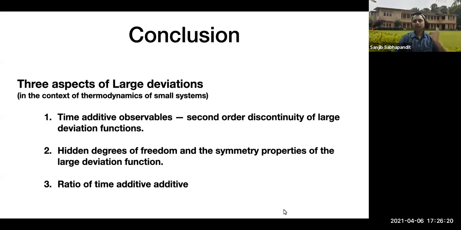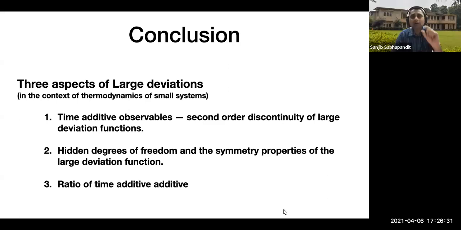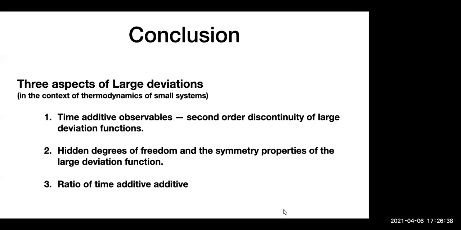Whenever you have a stochastic driving, you have a possibility of violation of this Galois-Cohen symmetry. But the eigenvalue doesn't break the Galois-Cohen symmetry, only the eigenvectors break it.